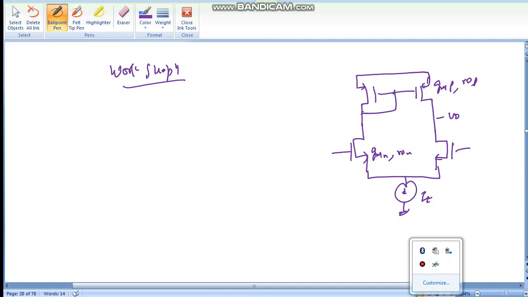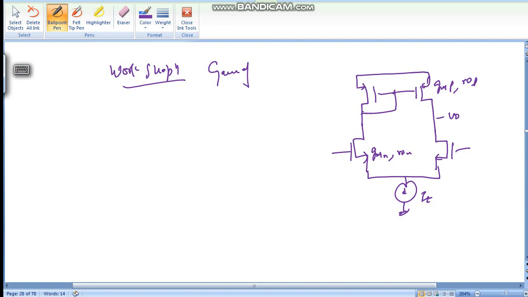Hello friends, in this workshop we will see the gain of a differential amplifier. So we will see how to size these devices. Gain is given by GMN times ROP parallel RON.